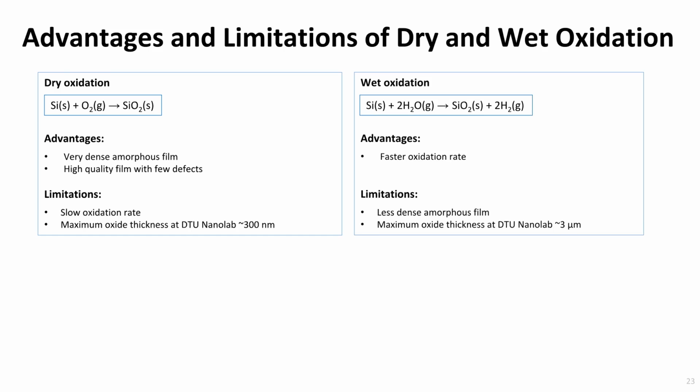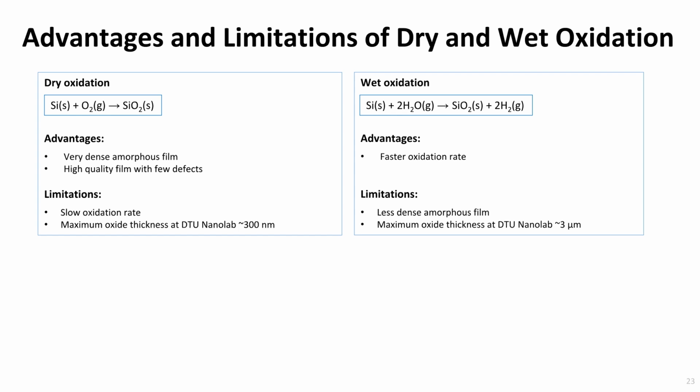While wet oxide has a high quality too, it is less dense than a dry oxide. Wet oxide layers grow considerably faster than dry oxide layers. For a better understanding, the growth of 3 micrometers of wet oxide requires about 23 hours at 1100 degrees. At DTU Nanolab, users are normally allowed to grow up to about 3 micrometers of wet oxide.